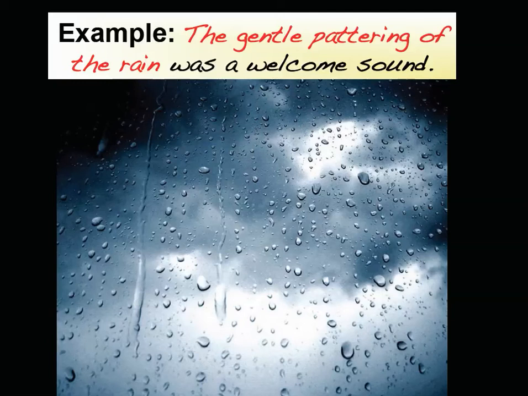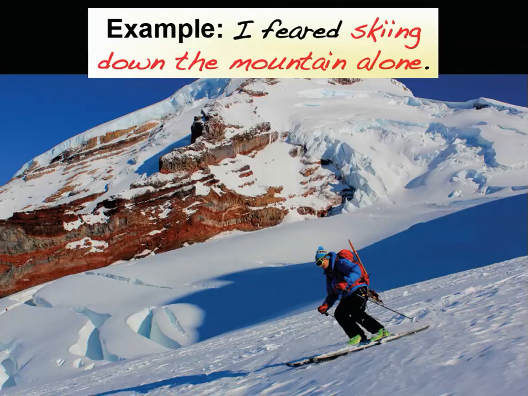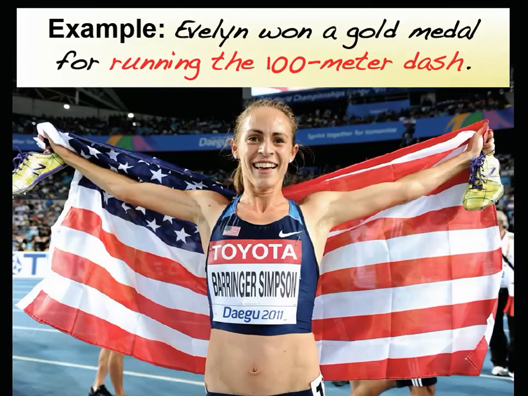Here's a little practice gerund phrase. Practicing grammar is my favorite after-school activity. Practicing grammar in that sentence is indeed a gerund phrase. I can substitute it. It is my favorite after-school activity. Here's another example. I feared skiing down the mountain alone. Skiing down the mountain alone is the complete gerund phrase. That whole phrase is being used as a noun. Let's try the it test. I feared it. Sure, it works. Evelyn won a gold medal for running the 100-meter dash. Running the 100-meter dash in this sentence is a gerund phrase.